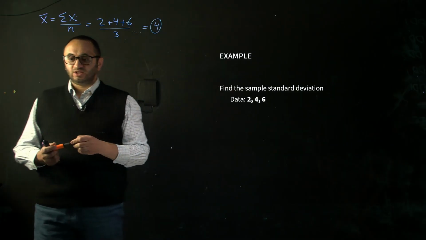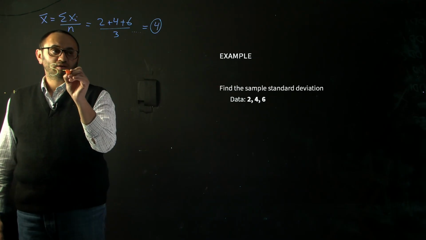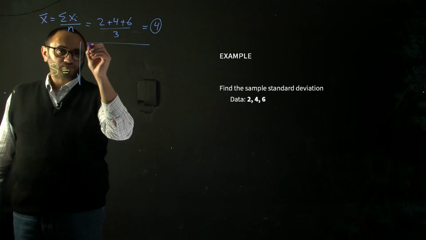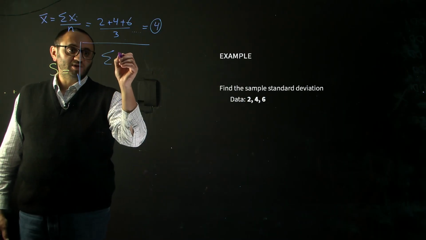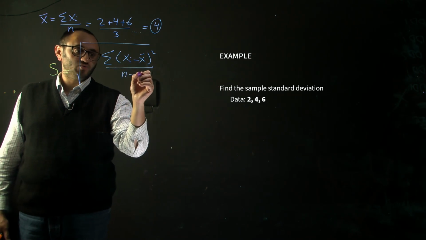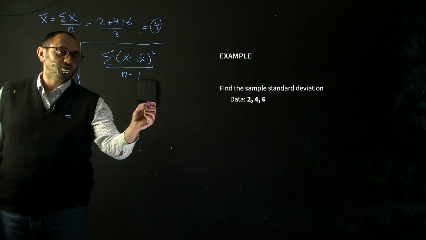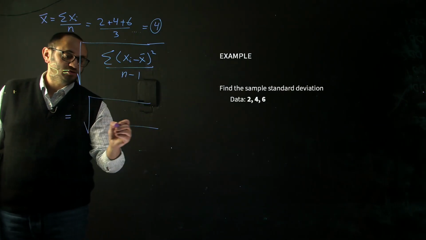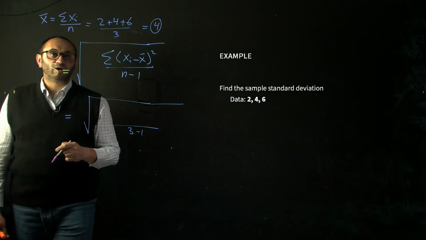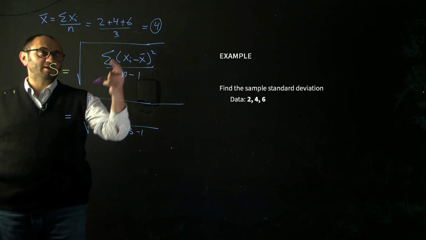Then the standard deviation, or S, is the square root of the variance. So it's the square root of summation xi minus x bar squared divided by n minus 1, right? Which means n is 3, so we have to divide by 3 minus 1, or 2. xi minus x bar, xi are 2, 4, and 6. So from each number, I have to subtract x bar, which is 4.